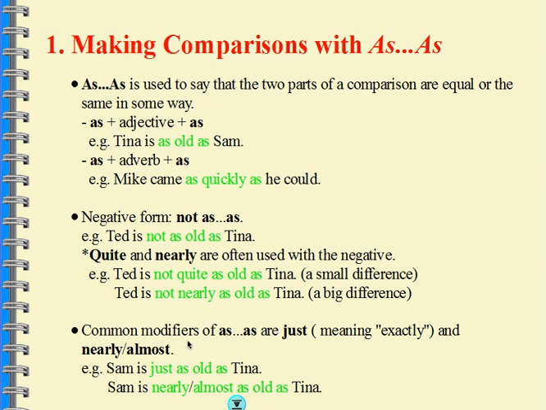Common modifiers of as are just, meaning exactly, and nearly or almost. Example, Sam is just as old as Tina, just to modify as. And the other example, Sam is nearly or almost as old as Tina. We have nearly or almost modifying as.